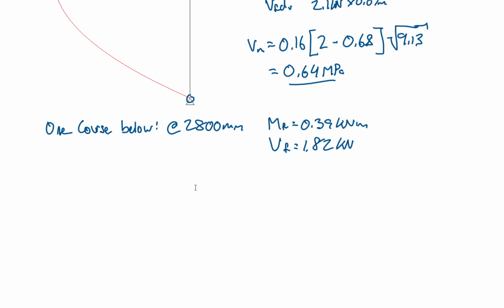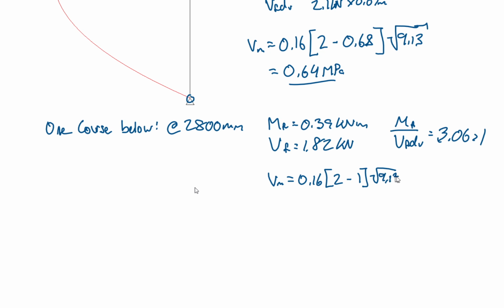So if we punch this into our calculator, 0.39 divided by 1.82 divided by 0.07, we actually get this ratio, MF over VF dV, of 3.1, or 3.06. So this number is greater than 1, therefore we're just going to use 1. So when we calculate VM, since this ratio is greater than 1.0, we have 0.162 minus this ratio, which we've taken as 1, times 9.13, the square root. So we plug this in now, we get 0.48 megapascals. So this is significant compared to the 0.64 that we had before.